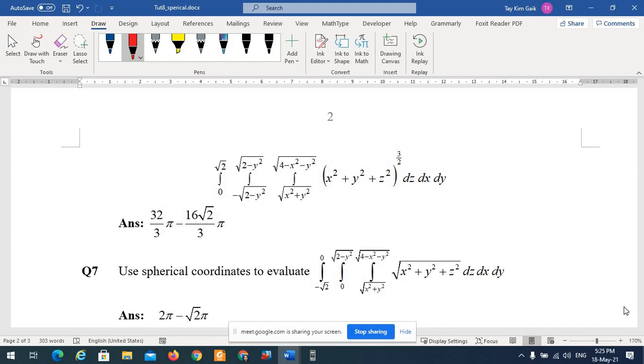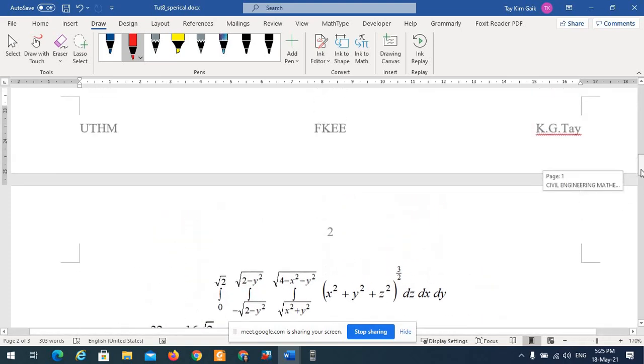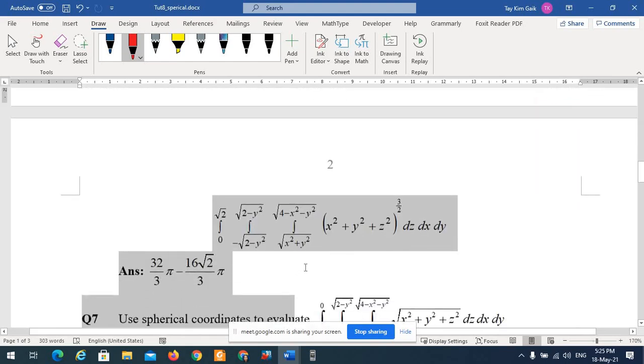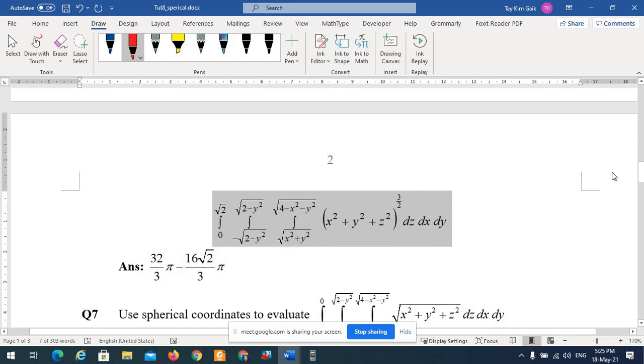The only difference here is the limit: integrate with respect to x first. X is from negative square root of 2 minus y squared, the left curve, up to the right curve. In the circle, if you cut it at the x-axis, you have a lower curve and an upper curve. If you cut it at the y-axis, you have the left and right curve. Look at question 6. I will just guide you to get the limits, and then you will proceed to integrate it.